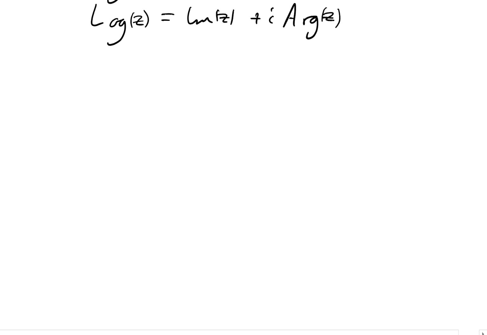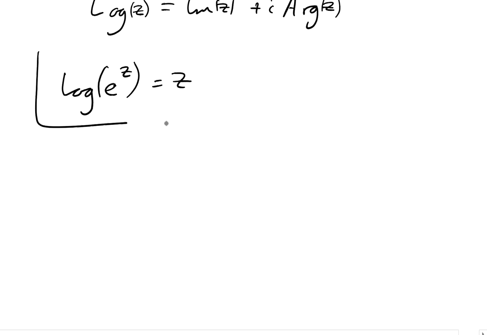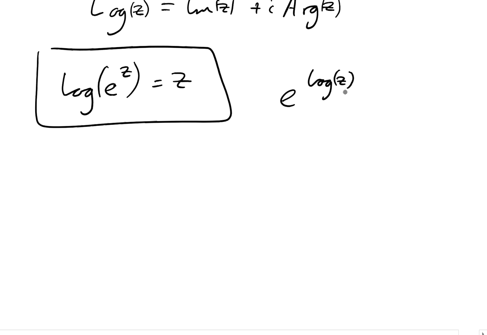Okay, so what am I after again? I'm after the logarithm of e to the z giving me z. If I've shown that, then I've shown that both sides work. Remember that the left-hand side, e to the log of z, is equal to z if and only if this logarithm function is the principal logarithm.